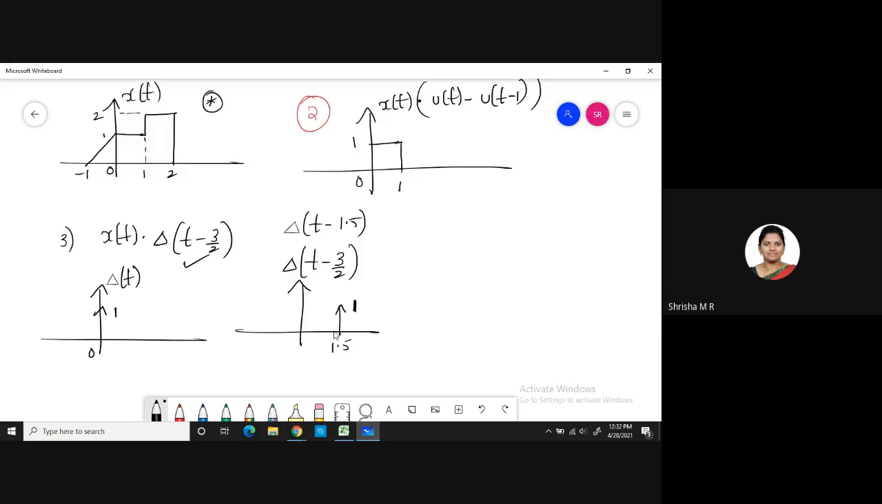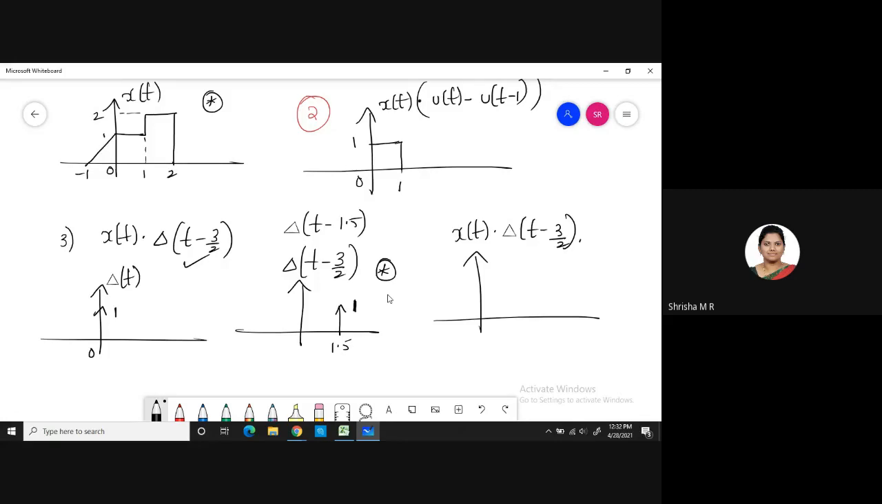Understood? Yes, ma'am. Delta of t minus 3 by 2. Everyone understood? Yes, ma'am. So multiply this with x of t. Multiply this with x of t and tell me what you will have. You have x of t into delta of t minus 3 by 2.